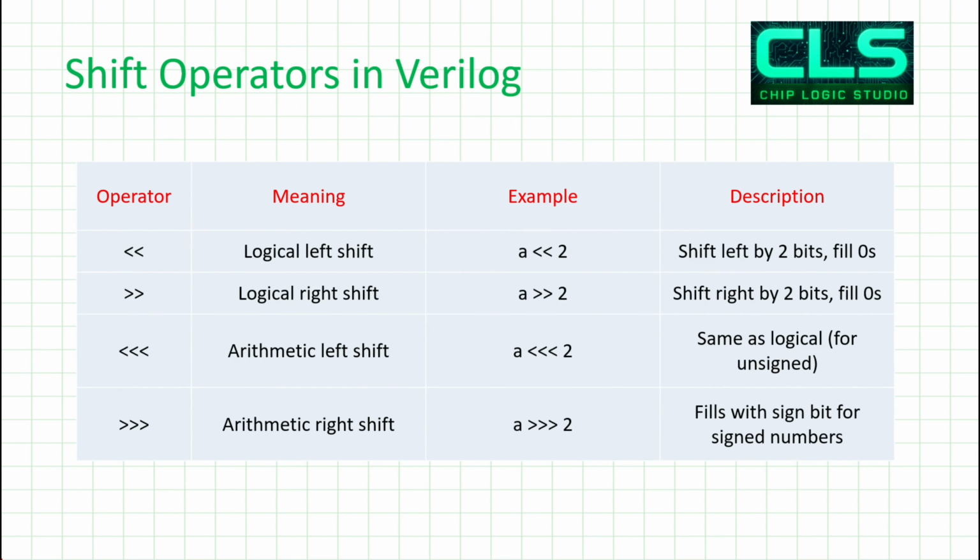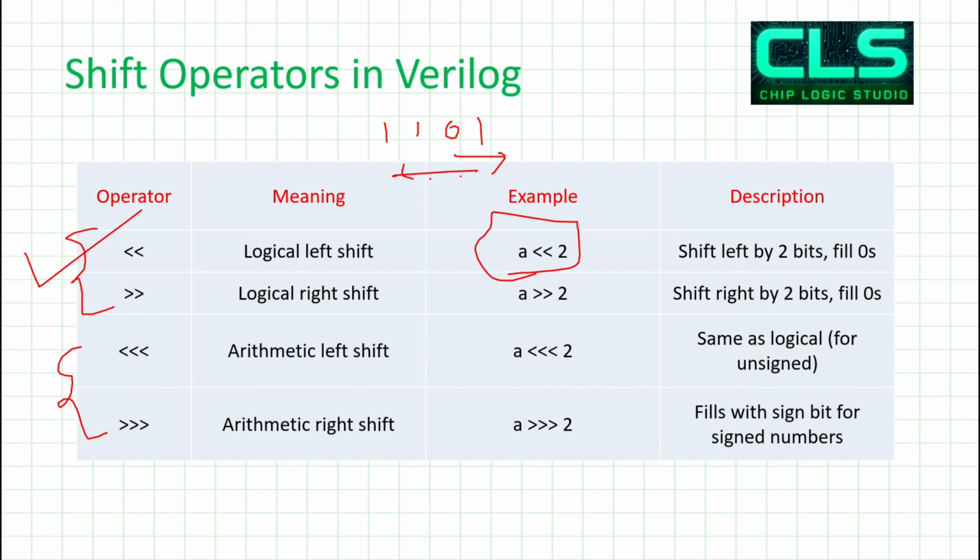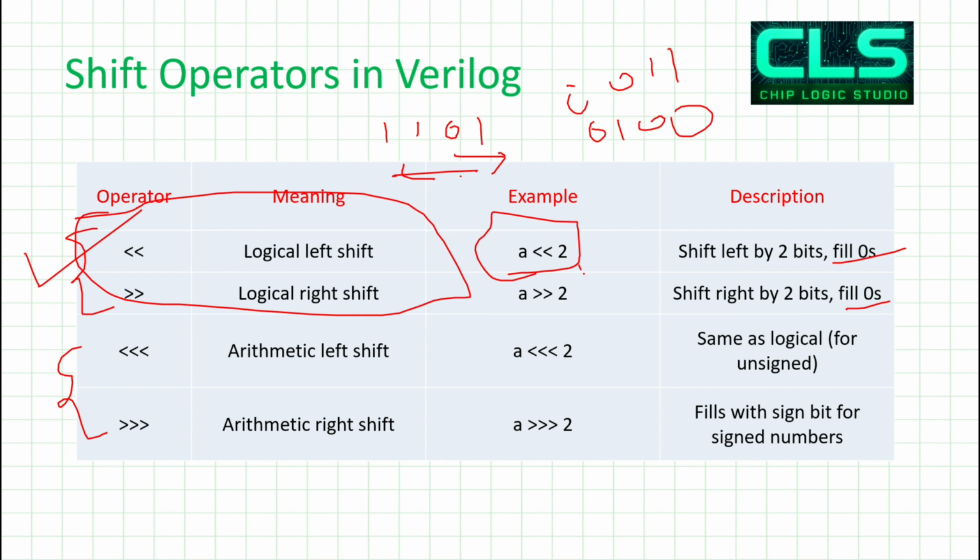Next is our shift operator, and the shift operator is also divided into two parts. One is logical, meaning we are just shifting the variable. Let's take one example, 1101. We are shifting by, let's say, 2. Either it will shift left or it will shift right. First we will check left. Here it will be 0100. As it says, logical will add 0 in the vacated space, and if we are shifting right, it will be 0011. So this is the work of the shift operator, shifting the bits by 2.